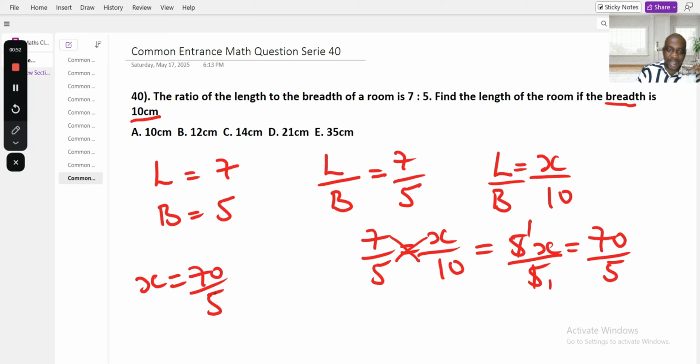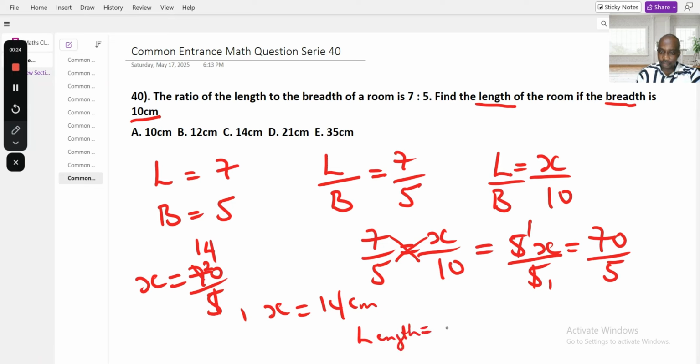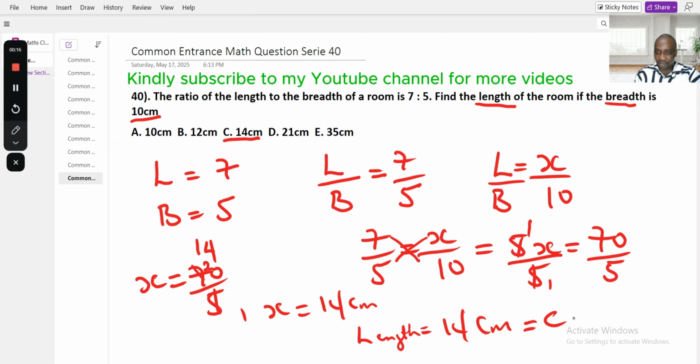Therefore, how many 5 can we see in 70? 5 here 1. How many 5 can we see in 7? We will see 1. Remainder 2. Just add the 2 to the 0, making 20. So how many 5 can we see in 20? 4. Therefore, our final answer is 14 centimeter for the length. The question said we should look for the length. What is our length? Our length is 14 centimeter. Do you have 14 there? Yes. Number C. That's our final answer.